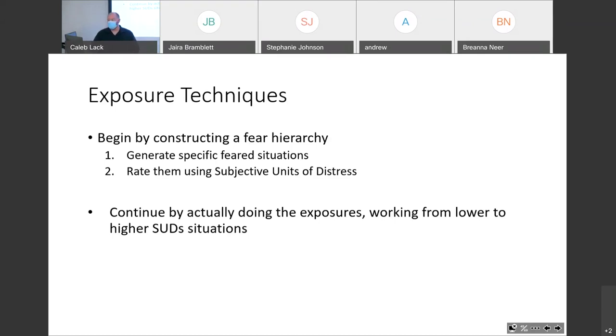Now, generally, we'll start at around a 30%. We don't start all the way at the bottom. We start, you know, about a third of the way up the hierarchy. The reason for doing that is to give someone a task that they can accomplish, but that still will generate enough anxiety that they can feel it, and they can feel it change and drop. So going from a 5 out of 100 to a 0 out of 100, not that significant. Going from a 30 to a 5, much more salient, helps a lot with that inhibition.